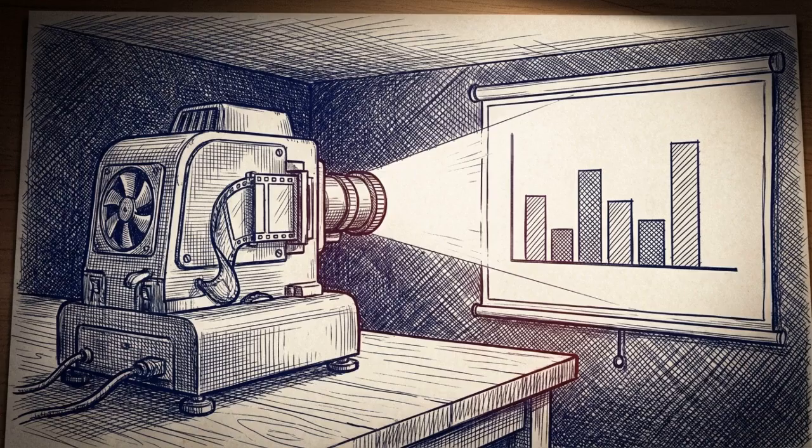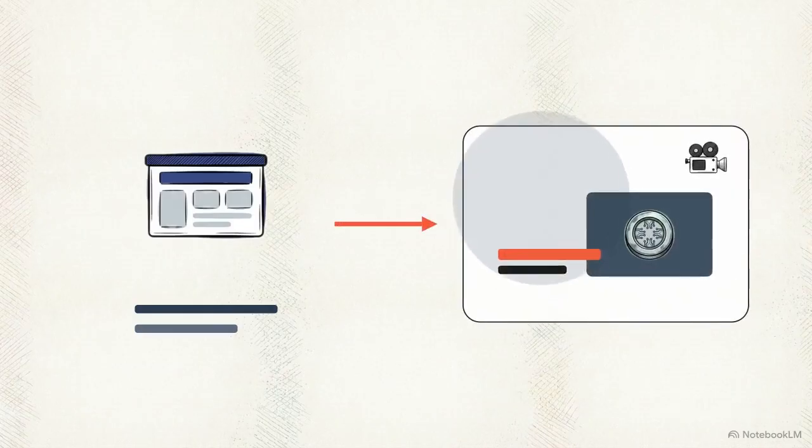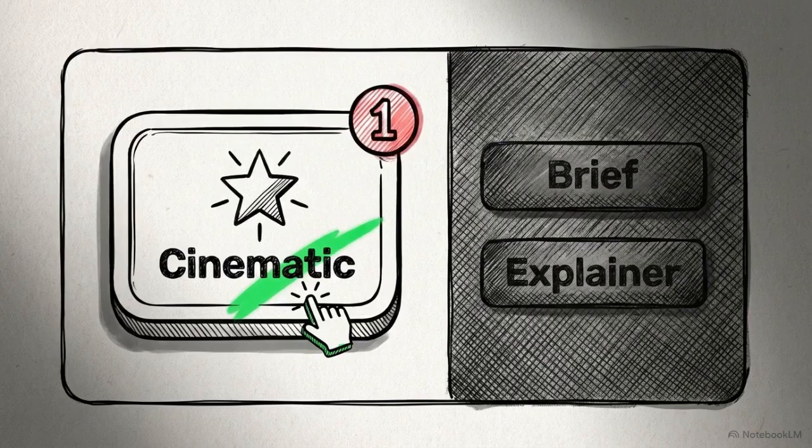The older video overview feature generated a series of static slideshows with a voice track. The new update replaces those static slides with continuous animation. Click the video tile to open the format menu.